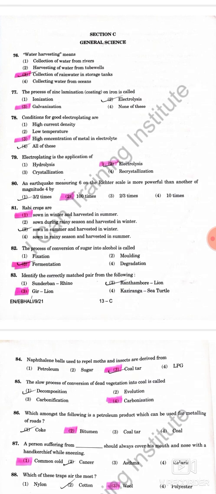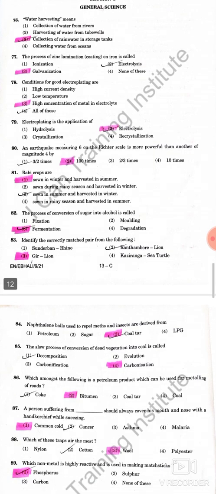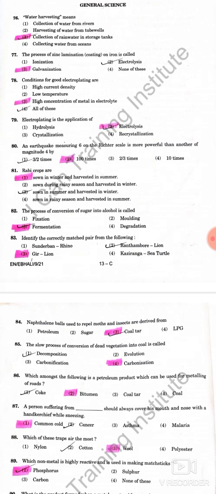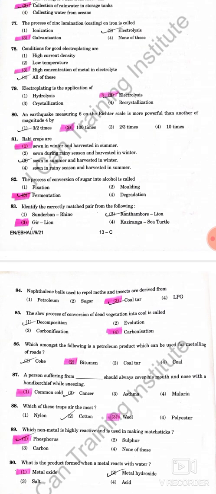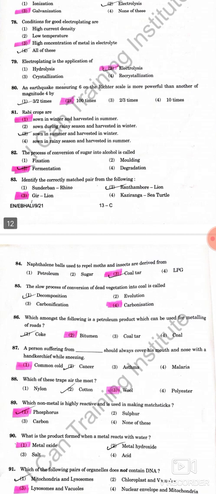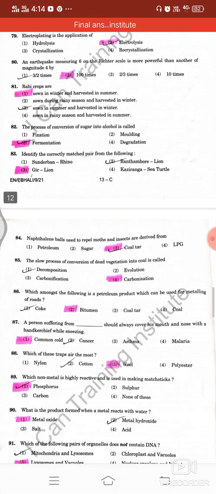Question number 79. Electroplating is the application of, and the answer is option number 2. Question number 80. An earthquake measuring 6 on the Richter scale is more powerful than another of magnitude 4 by, and the answer is option number 2. Question number 81. Rabi crops are, and the answer is option number 1. Question number 82. The process of conversion of sugar into alcohol is called, and the answer is option number 3.